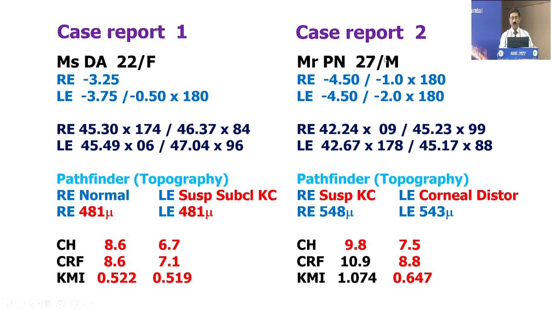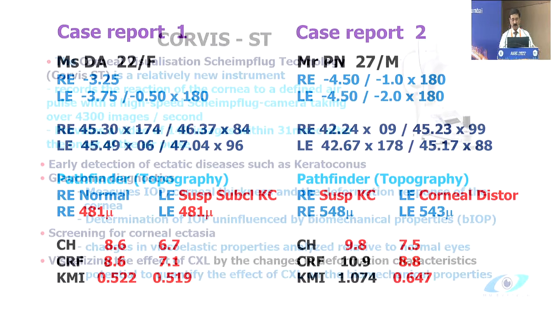Patient number 2, nothing unusual on the case. The Pathfinder topography was also normal, very good corneal thicknesses. Look at that, 550 almost. But look at these CH values, again 9.8, 7.5. So this is a subclinical keratoconus that if you ablate, you're bound to get into trouble.